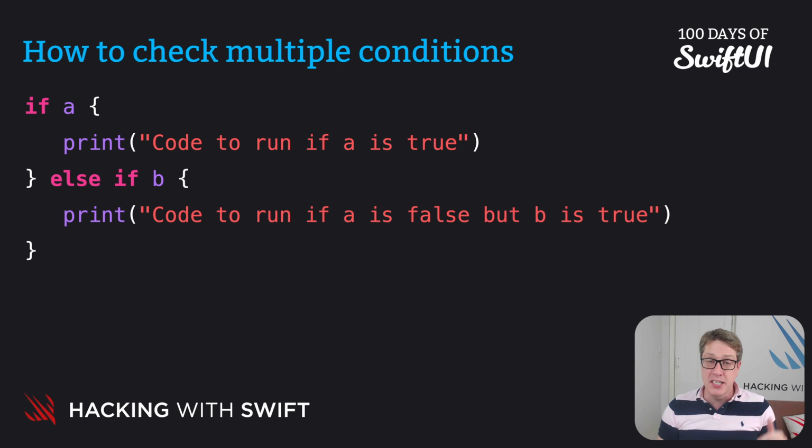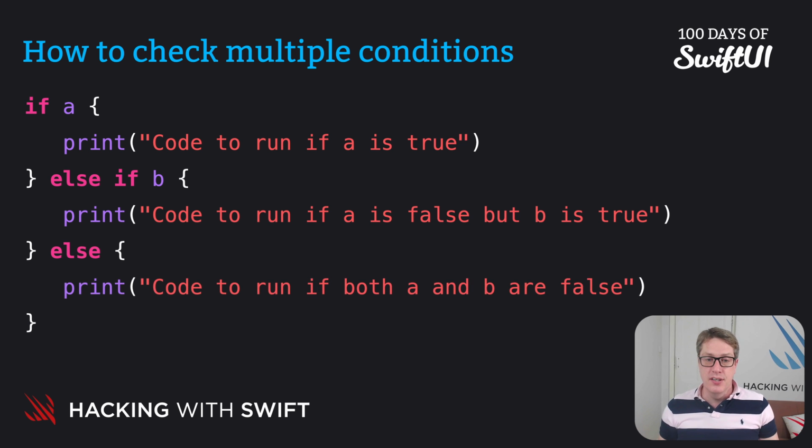And then if you want to, you can combine it with an else as well to catch all other possible results. So here we'd say else, code we run if A and B are both false. So we have if, elsif, and now else. And you can have as many elsifs as you want, but just watch out your code doesn't get too complicated to read.